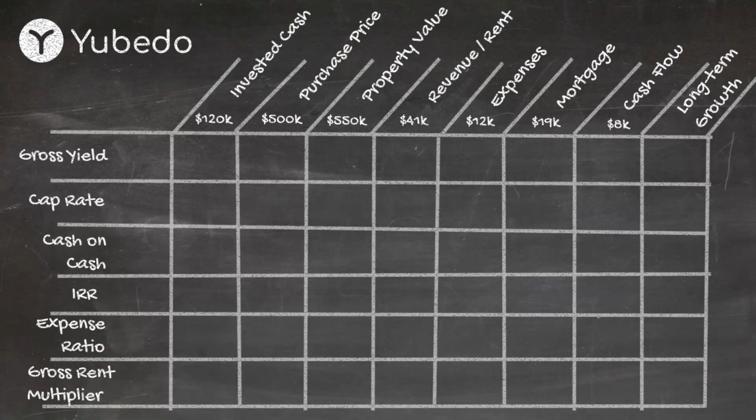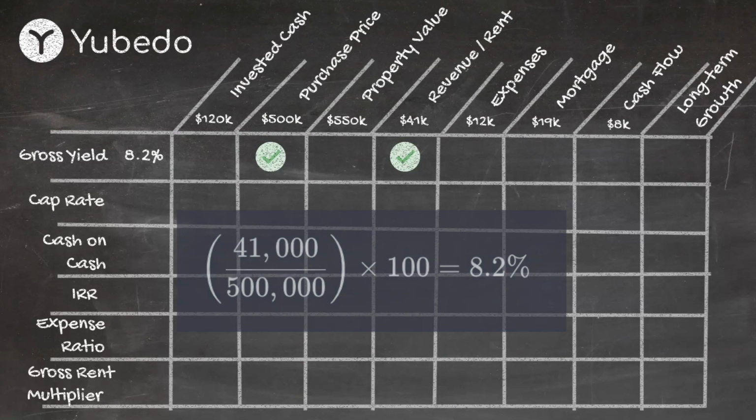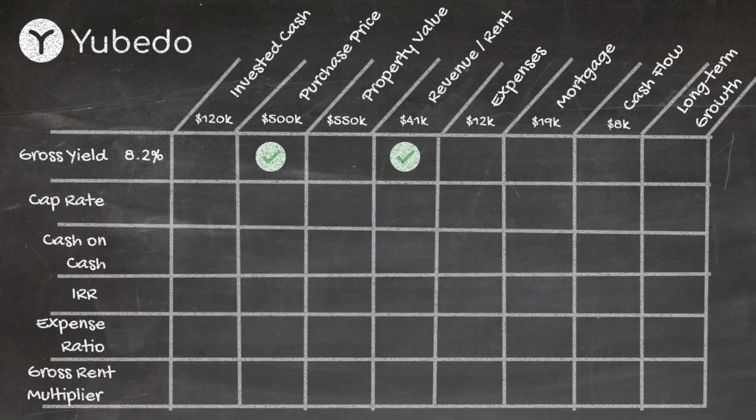First up, gross yield. This is your annual gross revenue, or rent, divided by the property's purchase price. Gross yield helps you quickly identify if the property can generate enough rental income to be worth considering. For example, a gross yield of 9.1% is an encouraging sign, but it's not the end of the story.